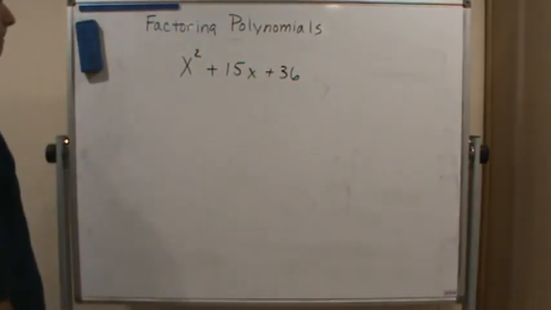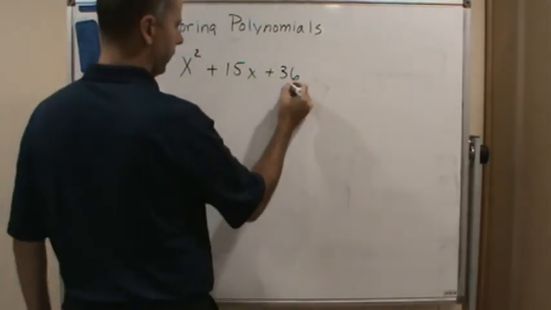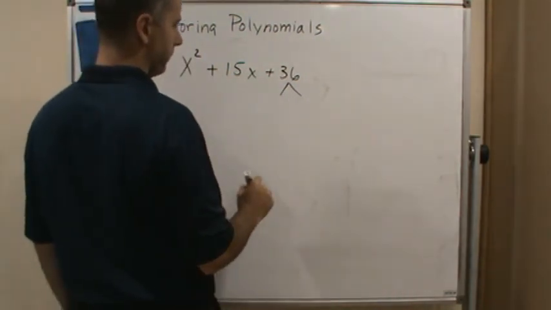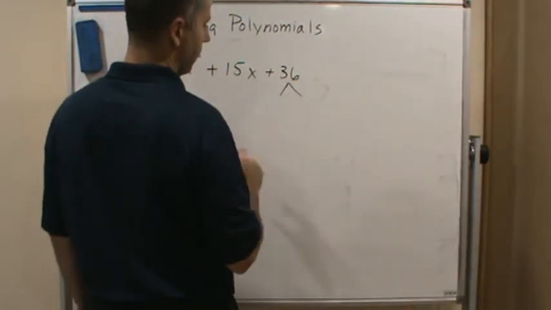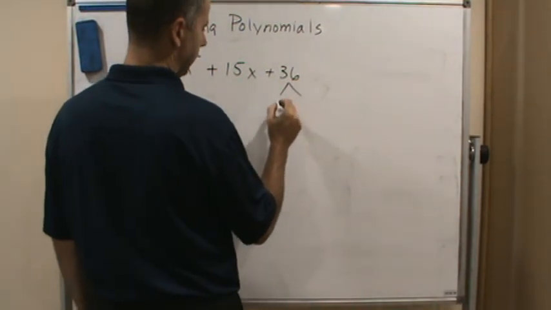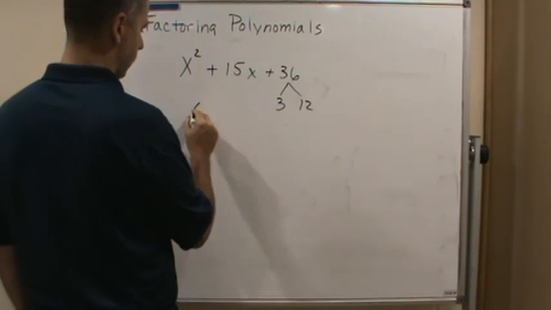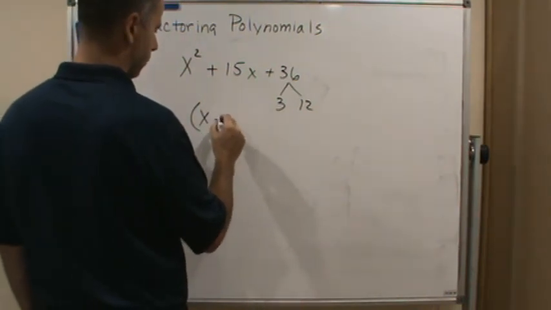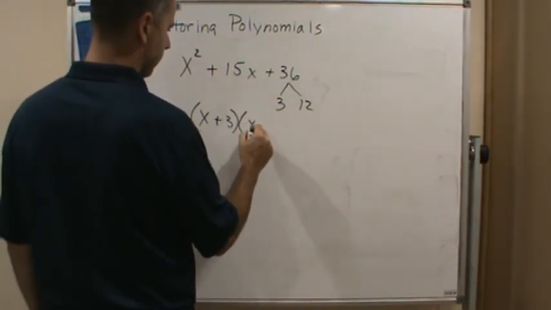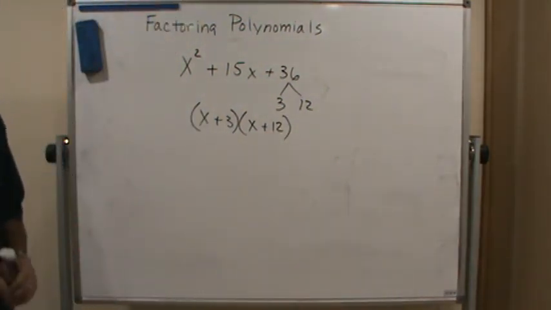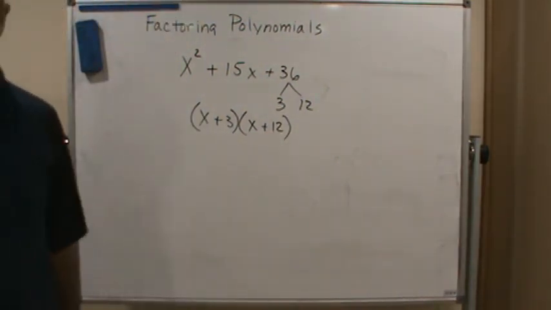Okay? So all I'm going to do is find two factors of 36 that add up to 15. And so those factors are what? 3 and 12. And so now this is going to decompose into this. And I'm done. Prove it. Check it out. That's it.